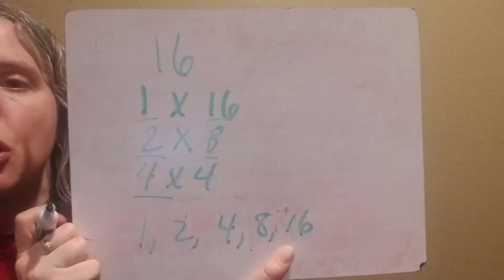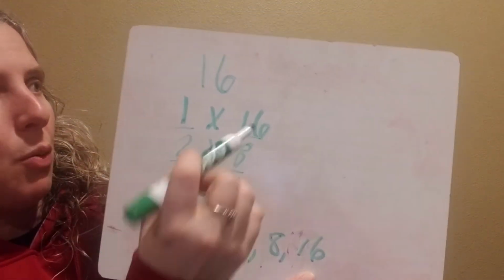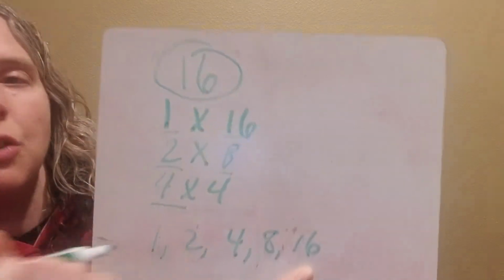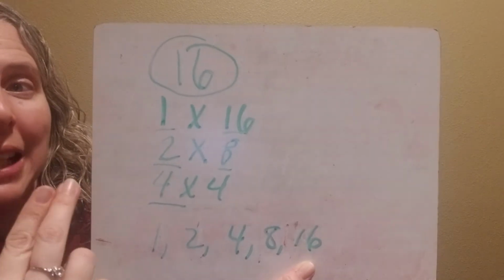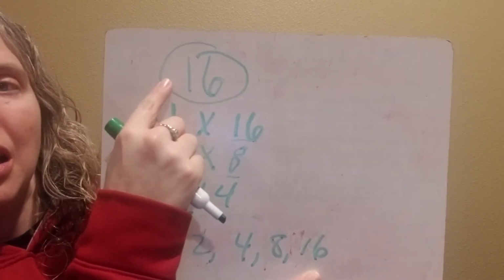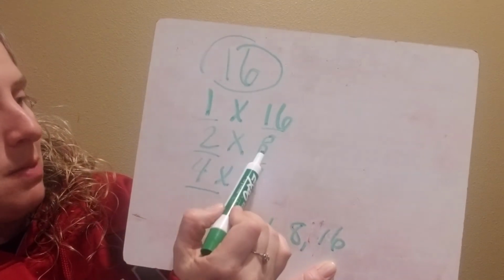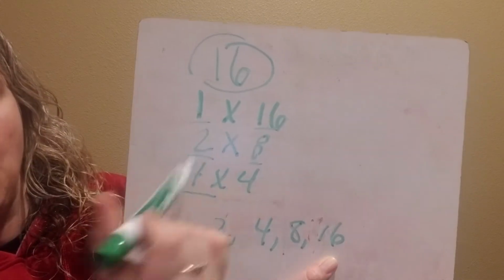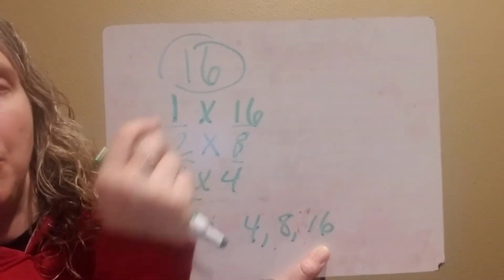Remember that factors go into another number. Okay, so whatever number they're giving you, if they're asking you for the factors, it means what numbers can I multiply together to get that number? And what numbers is that number divisible by? 16 is divisible by 16, 8, 4, 2, and 1. Those are the factors that I can use to get whatever number I'm looking at.